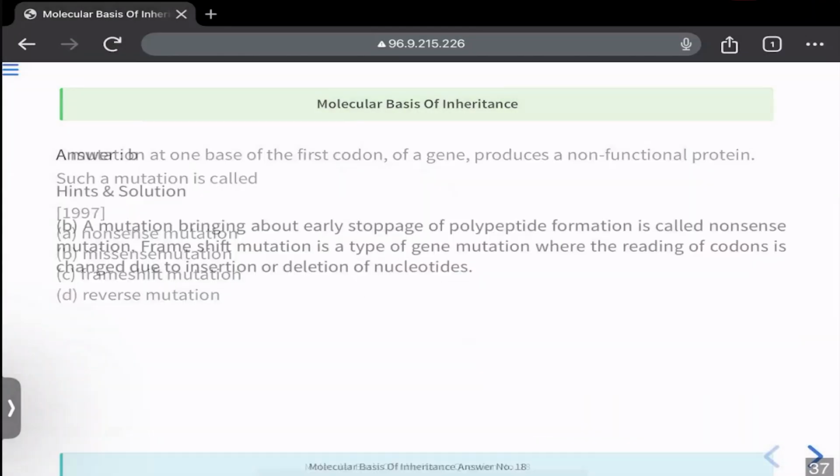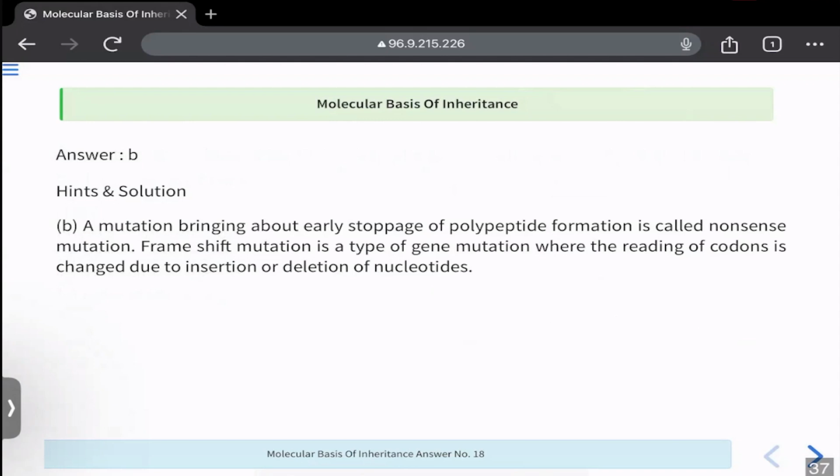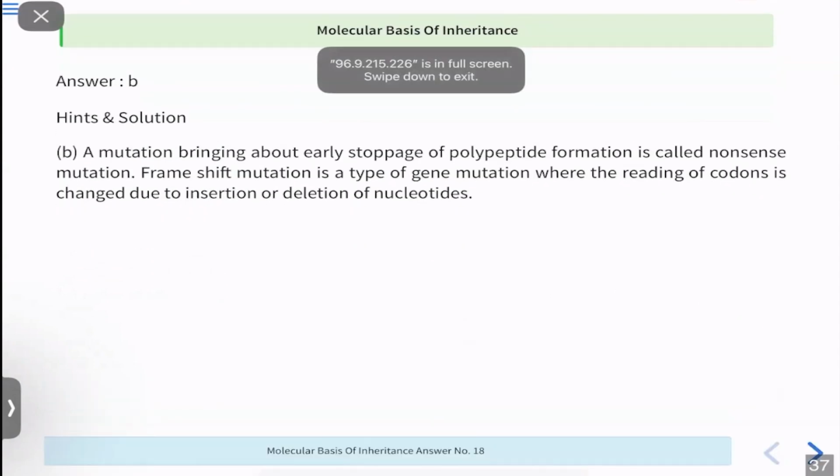So the answer is nonsense mutation. Okay. Mutation bringing about early stoppage of polypeptide forming a non-functional protein is known as nonsense mutation. The others are due to insertion or deletion of nucleotides, like frame shift and all of that. Point mutations, I've already told you, are because of a change in one nucleotide.